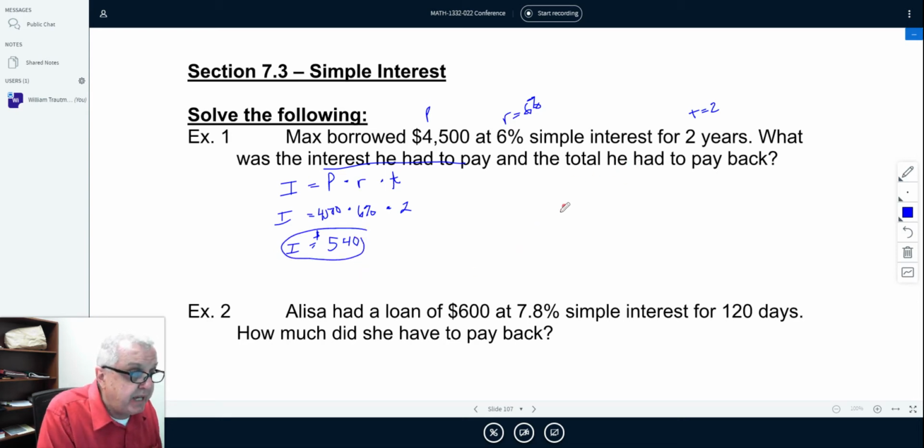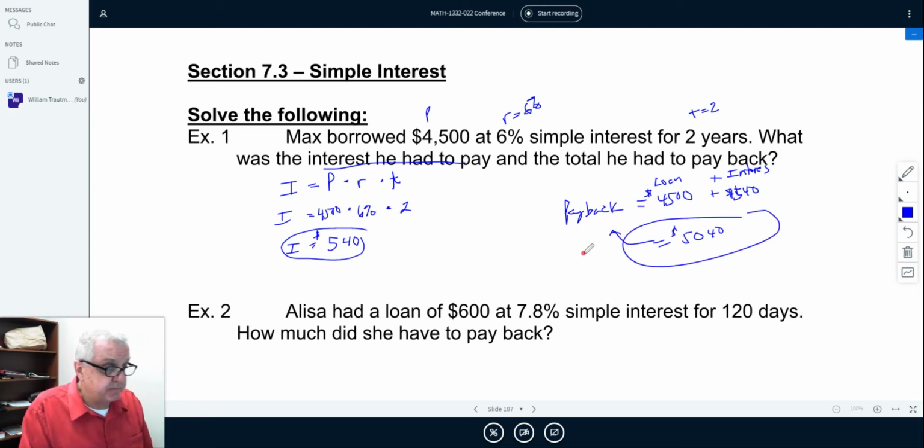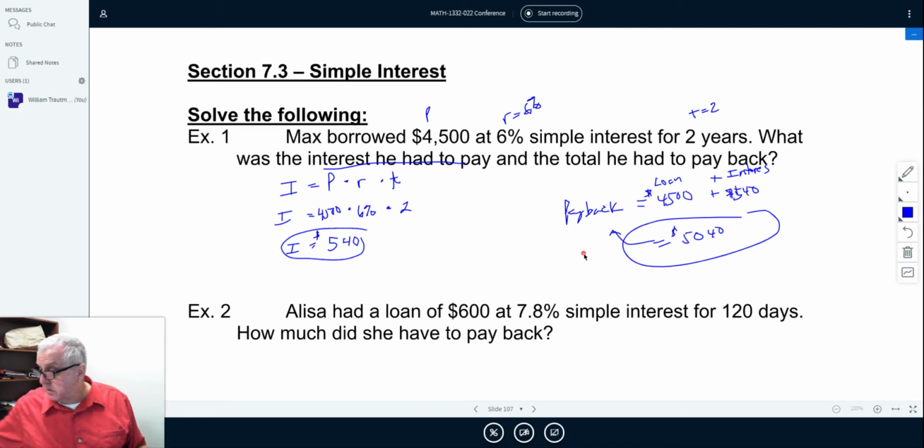So how much did he have to pay back? Well, he had to pay back the loan, which was $4,500, plus the interest. $4,500 was a loan. $540 was the interest. So when you add those two together, he had to pay back $5,040. That's how much he had to pay back. That's question one. Moving on to question two.